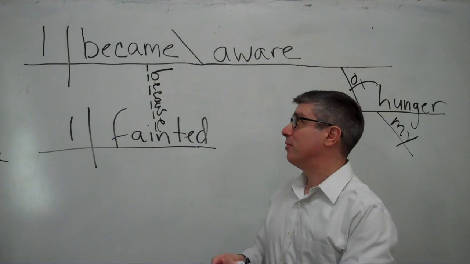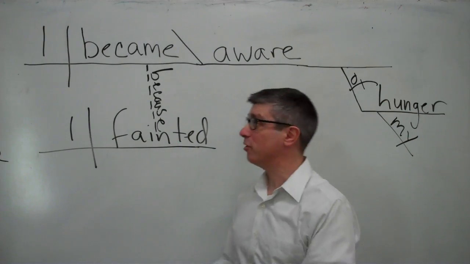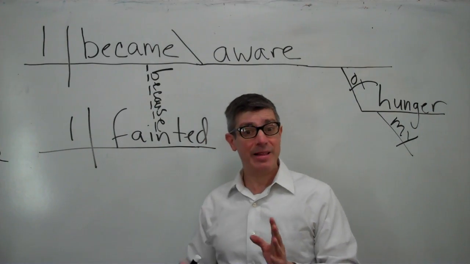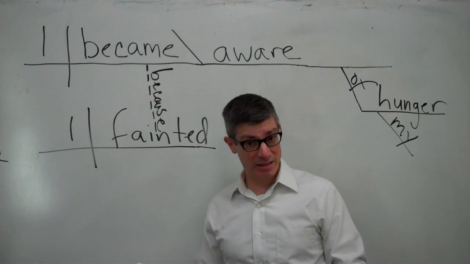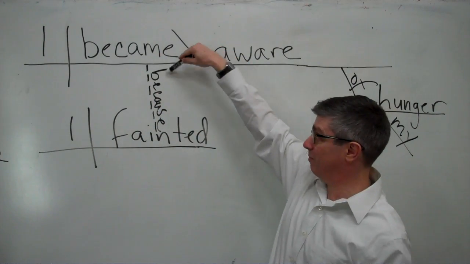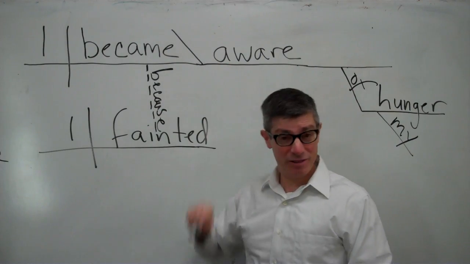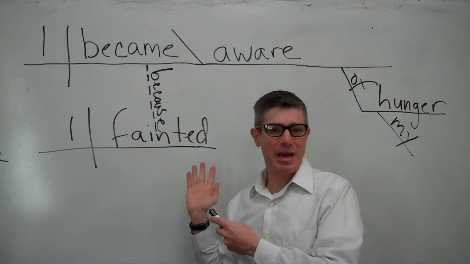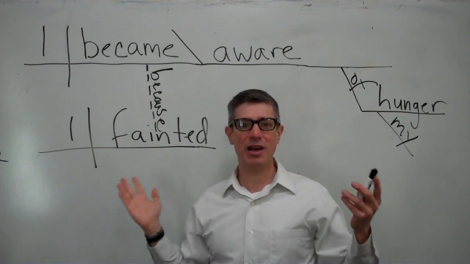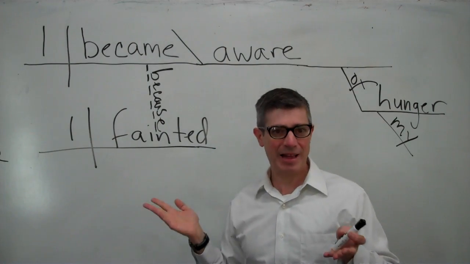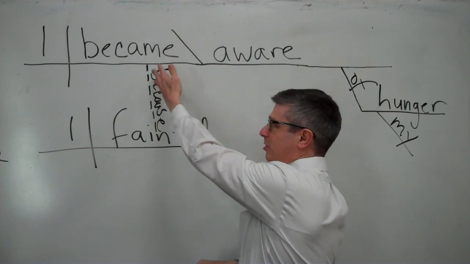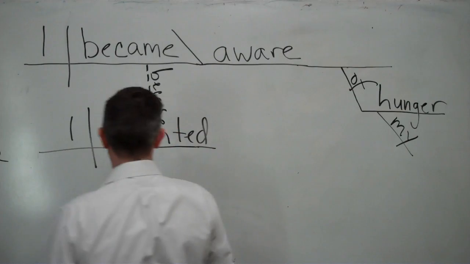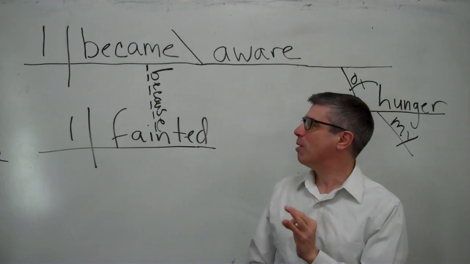Now, the adverb clauses can move around, of course, so the sentence could just as easily have been, because I fainted, I became aware of my hunger. And in that case, the diagram would look exactly the same. So just from this diagram, except maybe whether this B is capitalized, we can't tell whether it's because I fainted, I became aware of my hunger, or I became aware of my hunger because I fainted. The diagram for both looks exactly the same, if you want to be a real stickler about the capital B.